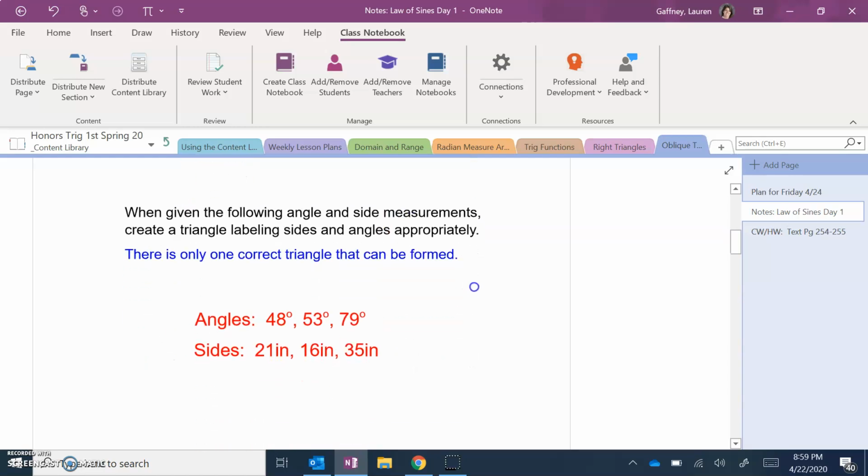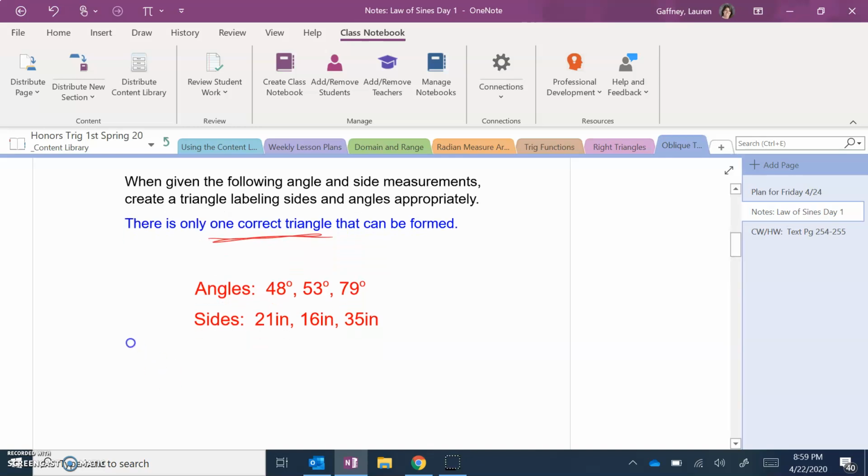The second question I do want to address though. It says when given the following angle and side measurements, create a triangle labeling sides and angles appropriately. There's only one correct triangle that can be formed. So I want you to take a minute, think back to your geometry days, and think about what this triangle could look like. If you want to hit pause, take a second and do that.